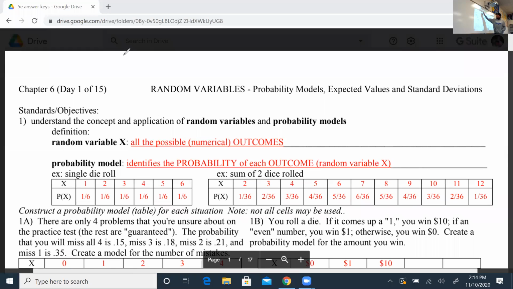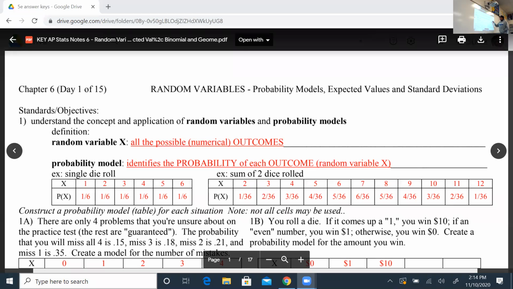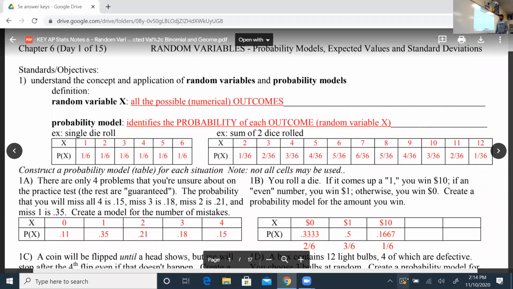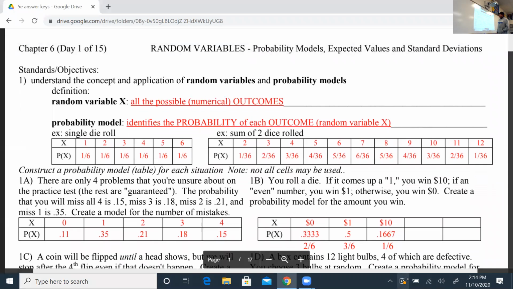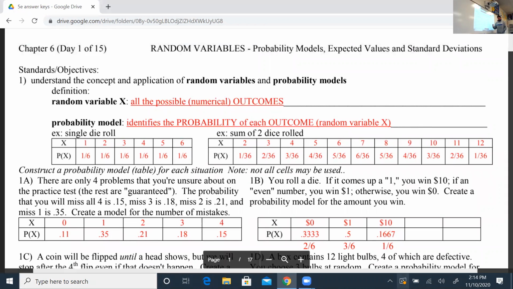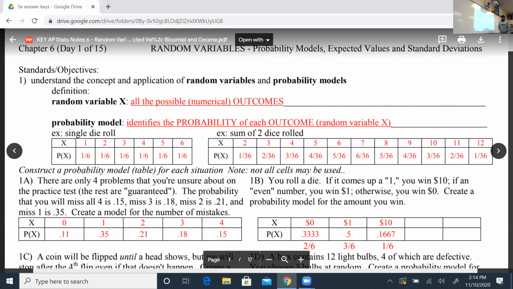All right, put the mouse here and slide this up. Go ahead and write down random variables. What they are is listing all the possible outcomes and a probability model that identifies the probability of each outcome. And again, you're going to want to stop the video a lot so you can write all this down. I can kind of fly through it because you have the pause feature.